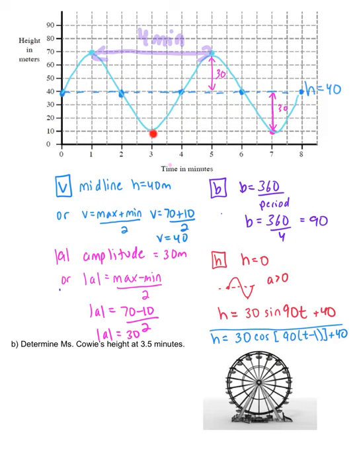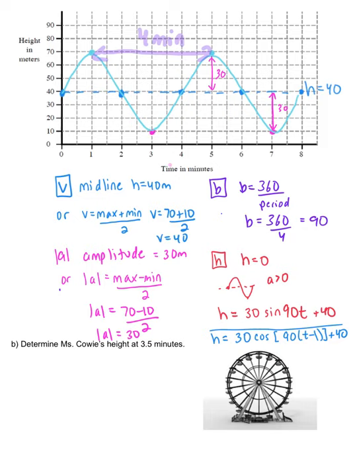If you had decided to start at this minimum, which is pretty far from the origin, so usually that doesn't happen, but if you do start at a minimum, now you would be choosing a cosine function, but the A value would be negative because you're starting at a minimum.